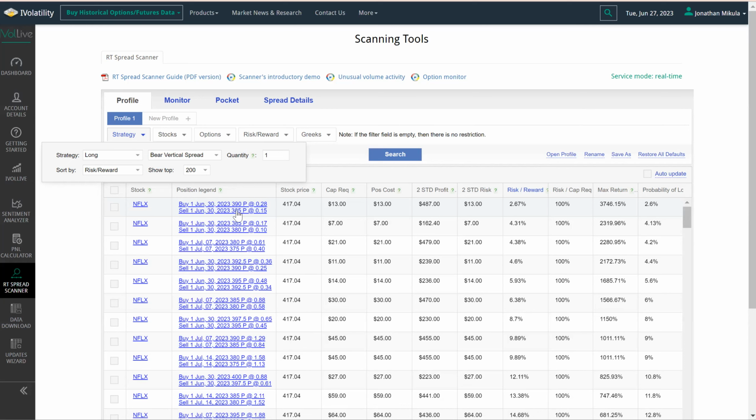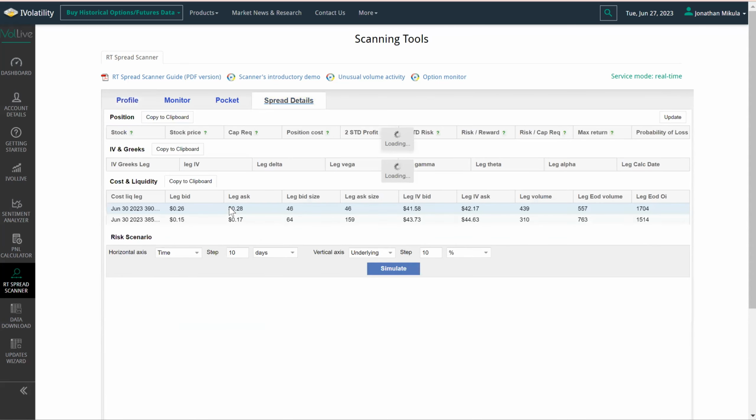And then for us to be profitable, we need Netflix to close within these two numbers, within this expiration date, June 3rd. But our profit is capped by the difference between the two strike prices minus what it costs to get in, right? So in our case, our risk is the $13, which is the net cost here, 28 minus 15, right? And then our maximum profit is that 500 minus the $13 cost.